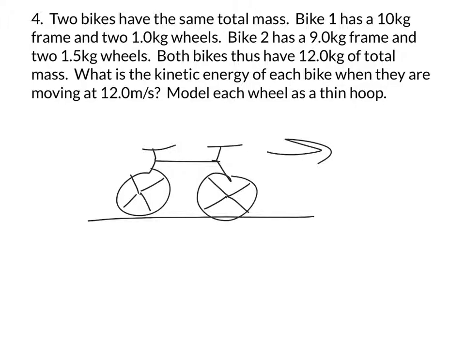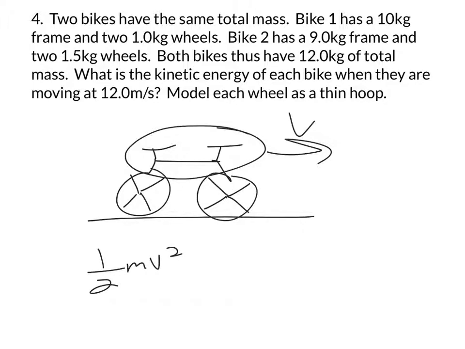So we need some kinetic energy equations. Well, the frame of the bike is not rotating, so the kinetic energy of the frame is just 1/2 mv squared if it's traveling at speed v. The wheels of the bike are doing both. The wheels are moving forward with speed v, but they also are rotating at angular speed omega. So this is the kinetic energy of the frame. Pretend that I just drew an F.